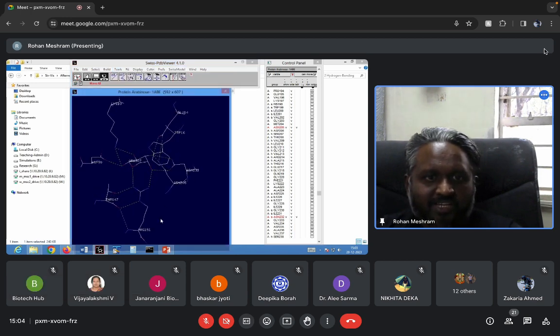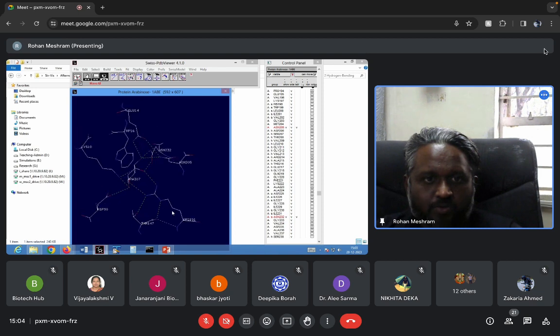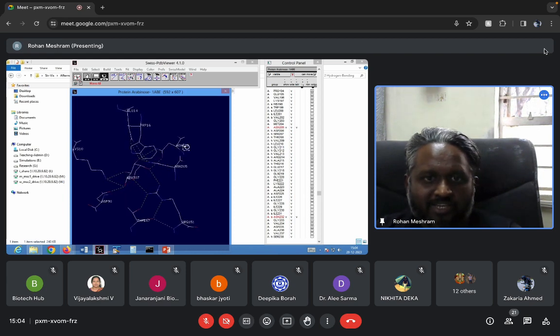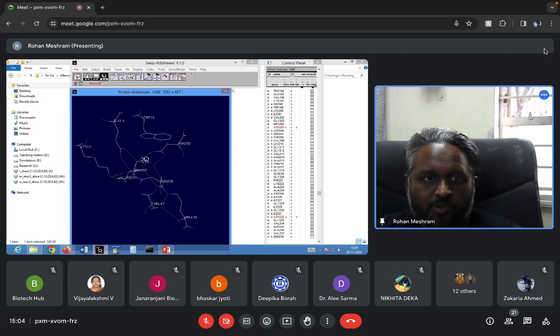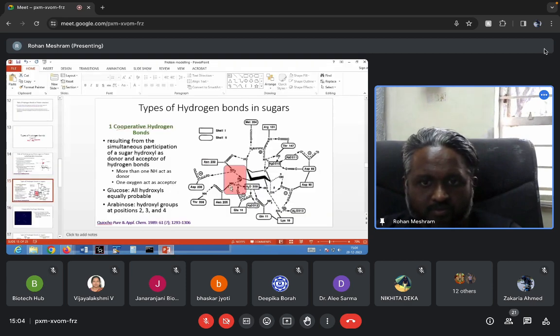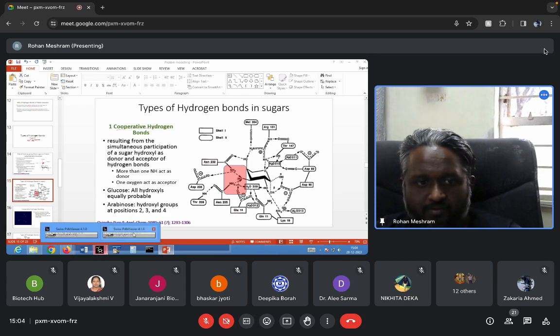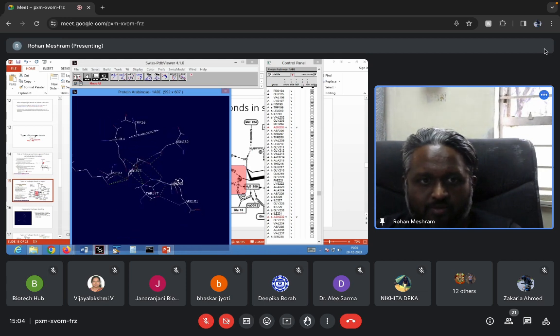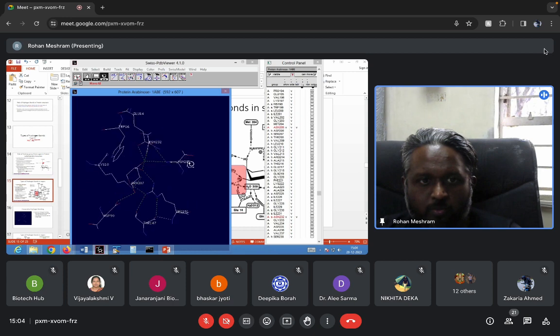Now, do you see? Yes, this is what I wanted to show. This hydroxyl group is forming three hydrogen bonds, as you can see. One with ASN 232, another with glutamate 114, and another with this ASN 205. Okay? ASN 232, ASN 205, and glutamate 14. So this is your cooperative hydrogen bond.